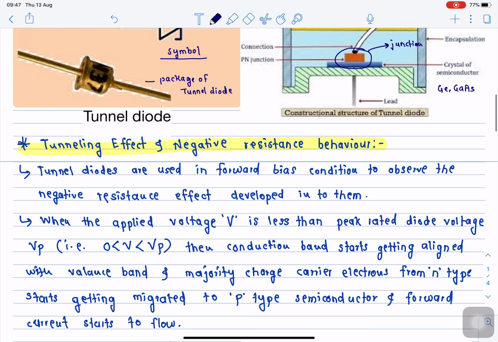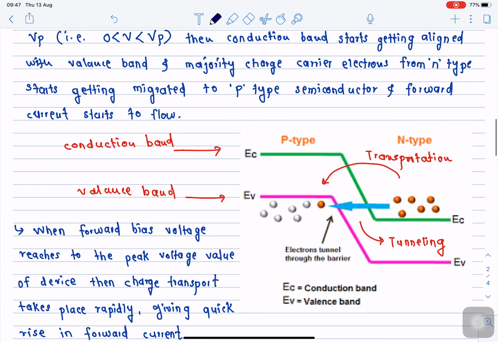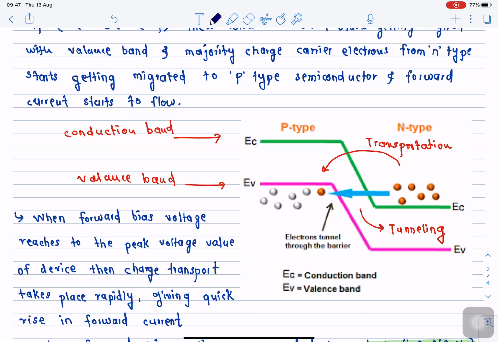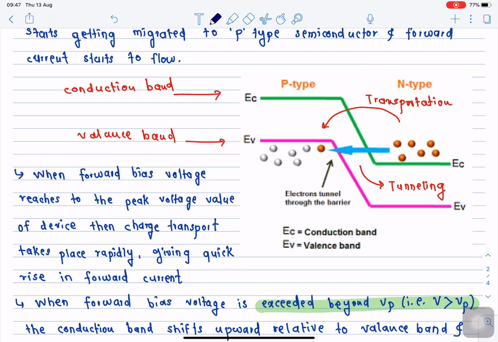Now let us discuss what is the tunneling effect and negative resistance behavior. This particular diagram I will elaborate over here. Now here the green color line that I have shown indicates the conduction band, and the energy of the conduction band is denoted by EC. Okay, and the pink color line indicates the valency band. So when the bias is not applied, the energy band diagram for the given tunnel diode looks like this.